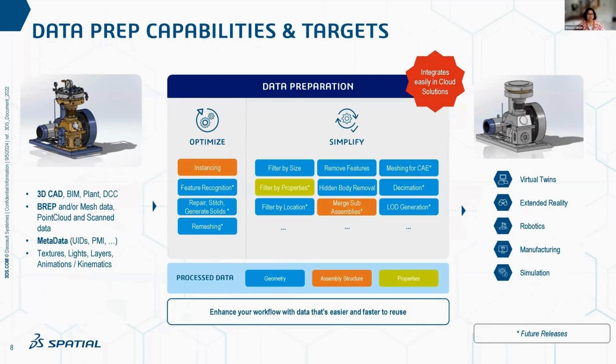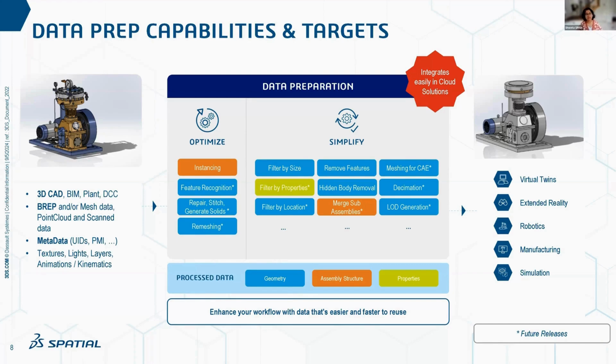So what is in it? Let's look under the hood a little bit. The way I like to describe it is there's two buckets of strategies under Data Prep. One is to optimize your CAD data. The other is to simplify. So optimize would be adding intelligence to the file. Let's do some instance generation, go from a flat part to a more complicated assembly structure. Maybe recognize some features and add that information into the CAD file.